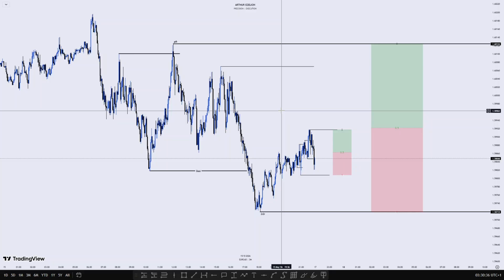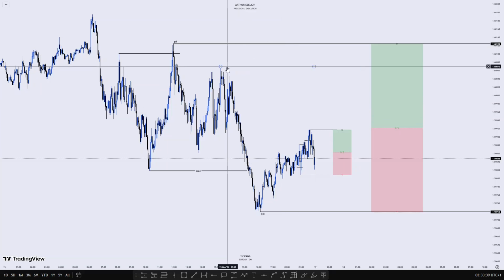Yeah, so next one we're going to talk about liquidity, because remember, we incorporated liquidity. This is our liquidity points.